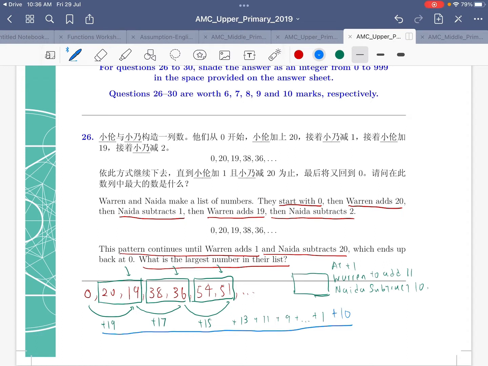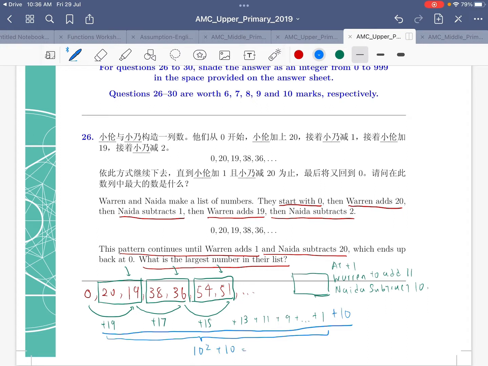In this case, it looks really straightforward. We have 19 plus 17 plus 15 plus 13 plus 11 all the way to 1, and then we have a 10, and then we add another 10. Now you remember the sum of odd numbers. We have 10 terms here: 1, 3, 5, 7, 9, all the way to 19. The sum of odd numbers is just the number of terms squared. So it's just going to be 10 squared, and then plus the 10.